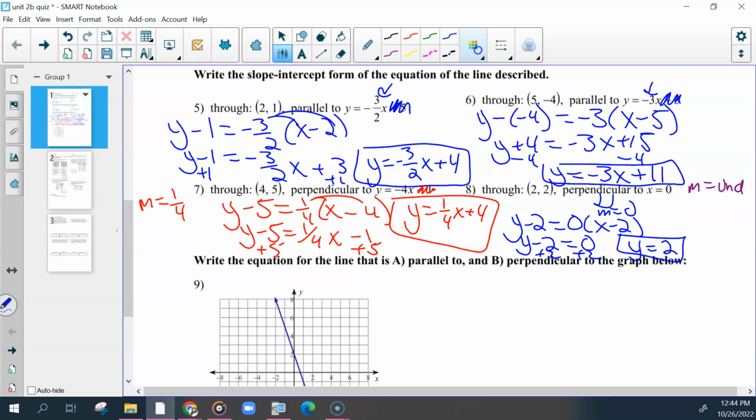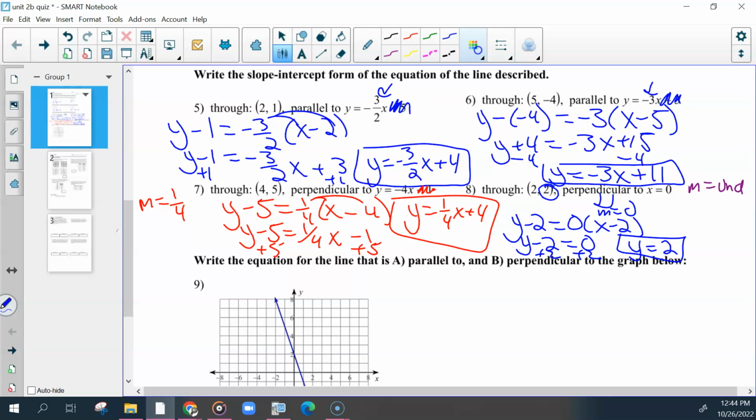Without work, you would still have to know that this slope is undefined, so the opposite is 0. The only equation with a 0 slope is a y equals. Look at your ordered pair, find your y value, and that would be your equation, y equals 2.